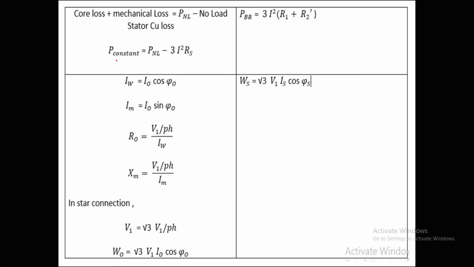After that we can find the constant power loss, and in the blocked rotor test, simply the copper loss on the stator as well as on the rotor. With the help of the no load test, we find the shunt branch parameters. We know the formulas for the working current component and the magnetizing component, and with the help of Ohm's law we can find the values of R0 and XM, that is the loss component and the magnetizing component.